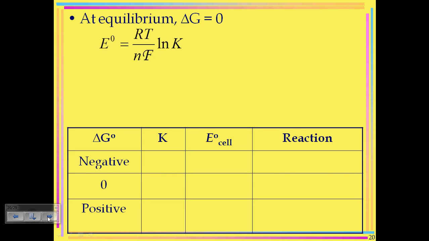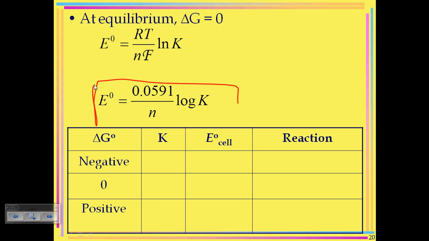Now at equilibrium, you know delta G becomes 0 and Q becomes K. So if we substitute the values in here, put 8.314 for R, and put standard condition like 25 degrees Celsius or 298 here, and put Faraday's 96500 and change natural log to log, the equation you get is E0 is 0.0591 over N log of K. And then this is another important equation to remember. This is at equilibrium, and at equilibrium K becomes equal to 1.